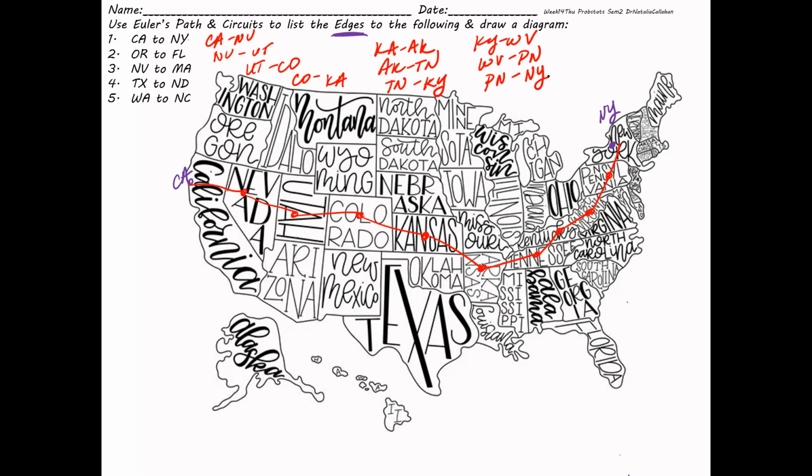Okay, so now what you're gonna do is you're basically gonna draw this path. And now you can draw it however you want. You can do representing each of the path with a point and then draw your diagram. All right, so then after you do that, I want you to list the edges for Oregon to Florida, Nevada to Massachusetts, Texas to North Dakota, and then Wyoming to Washington to North Carolina.